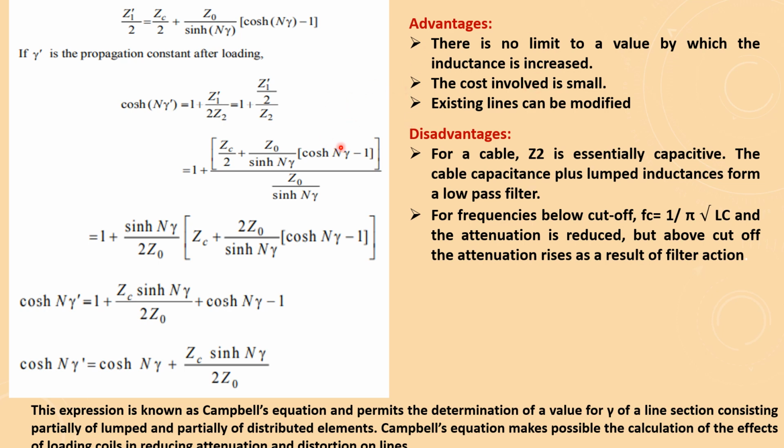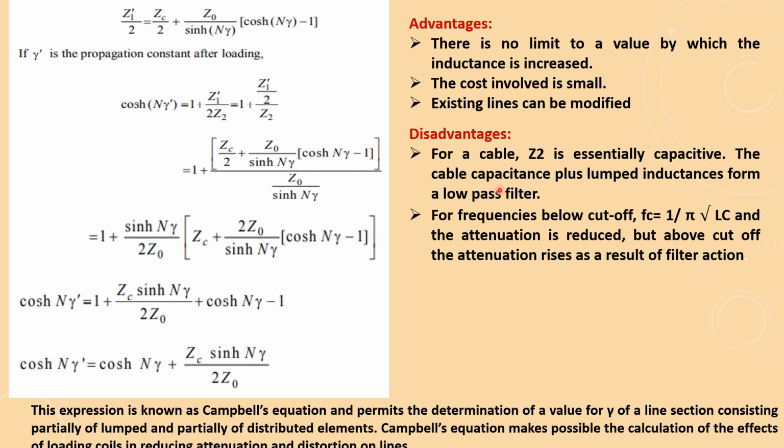And in the previous case, the main disadvantage is that existing lines cannot be modified in the case of continuous loading. But here we can modify. So these are the advantages of lumped loading when compared to continuous loading. All the disadvantages of continuous loading are overcome by using these lumped loading sections.